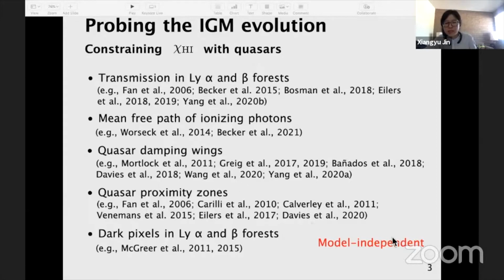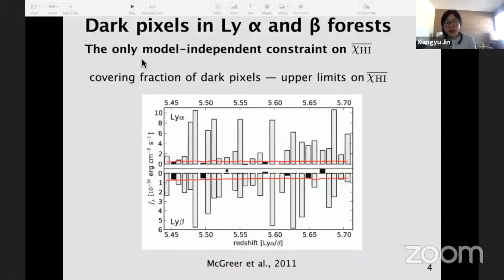The only model-independent constraint from high-redshift quasars is studying the dark pixels in the Lyman alpha and Lyman beta forest. This is the method we are using in our study. This method of using dark pixels in the Lyman alpha and Lyman beta forest was first used by McGreer 2011.